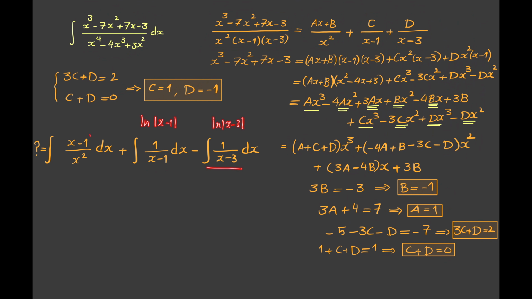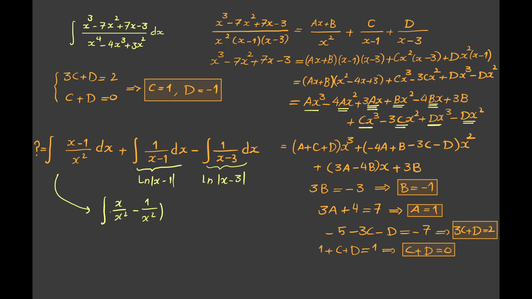For this one, what we need to do, we need to separately divide them. So what I do, let me just write the answers below them. So the answer to this part is just ln of absolute value of x minus 1. And the answer to this part is ln of absolute value of x minus 3. And to do this one, I break it into 2 integrals, x over x squared minus 1 over x squared dx.